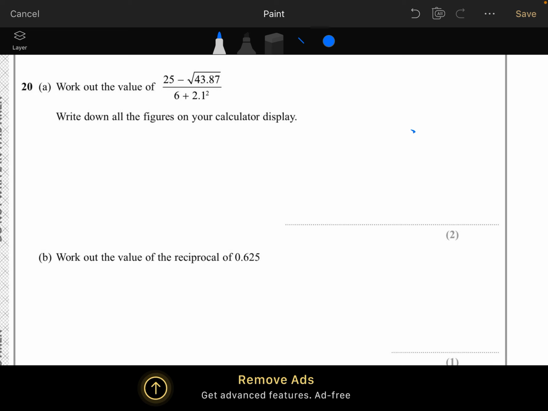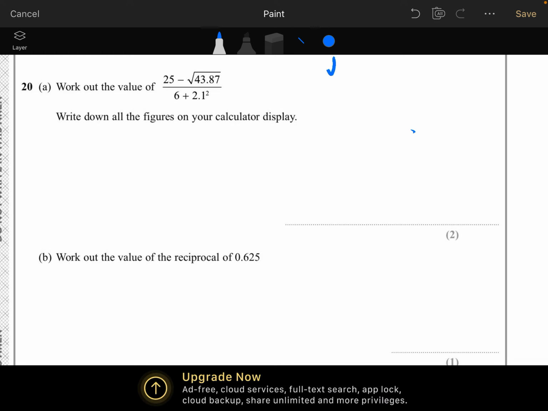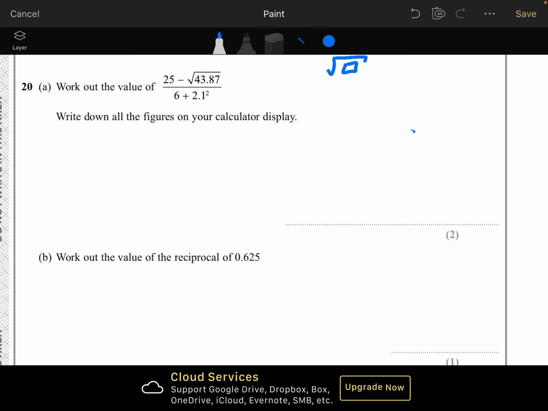I first of all will press the fraction button, and it now gives me a blank fraction, and at the top where the indicator's flashing at the start, I'm going to put 25 minus, and then I'm looking for the square root button, which looks like that, usually with a little square in that. I'm going to press that, and then I'm going to enter inside that 43.87. Okay, so we've filled in the top part. I just need to fill the bottom part in now.